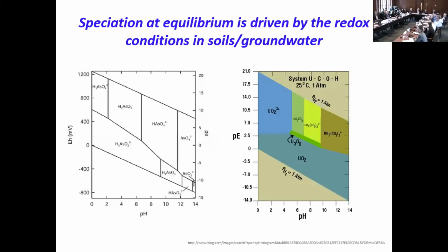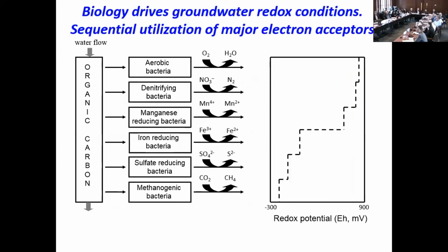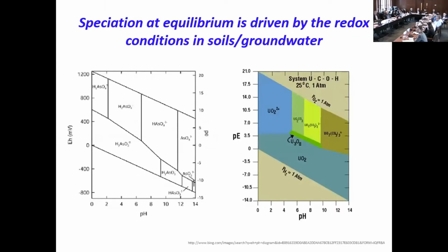Arsenate sorbs much stronger to iron oxides. Arsenite is much more mobile, but if I go back here and I get into sulfate reducing conditions and produce sulfide, then my arsenite will precipitate as orpiment, and I can remove the arsenic from solution. So it's a very close interplay between the geochemistry and the microbiology.